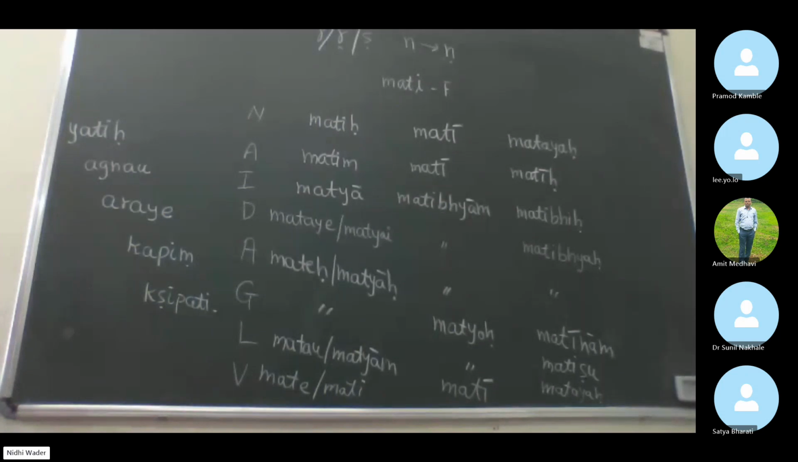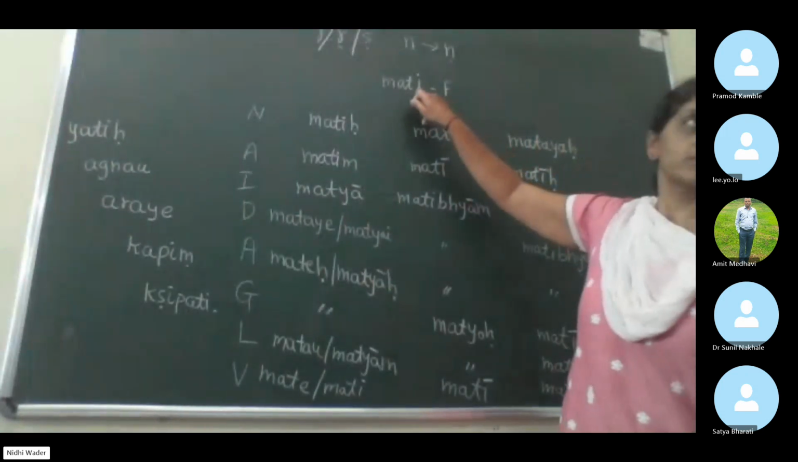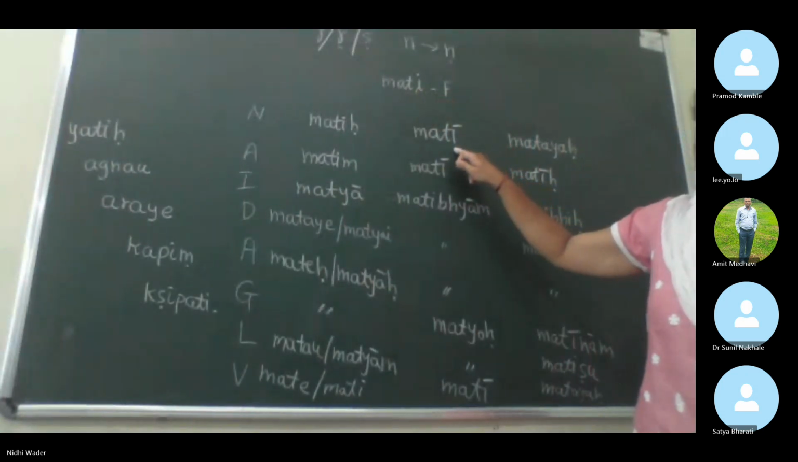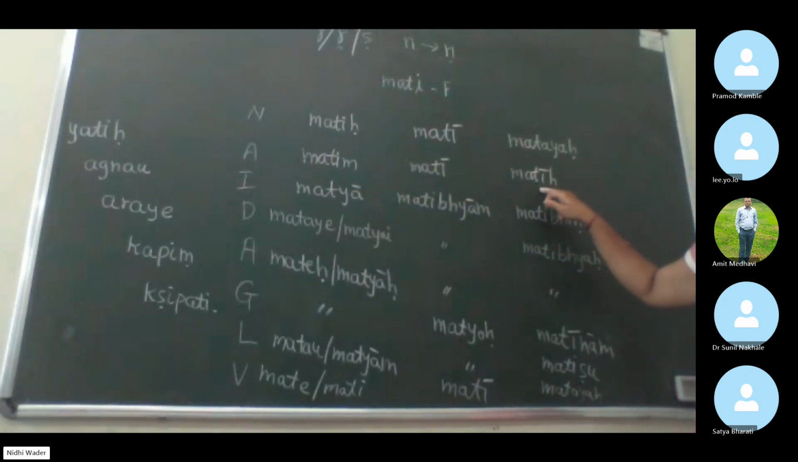Because the exam has already started, I will say the word for you. Matihi. Please stop writing and listen. Everyone has to stop writing. Listen carefully. Matihi. Mati. Matajaha. So it's long here. It's actually short, but here it becomes long. Matim. Again, Mati. And here also it's long.